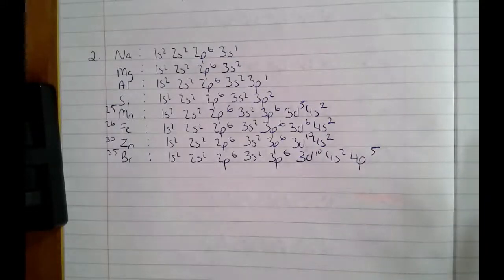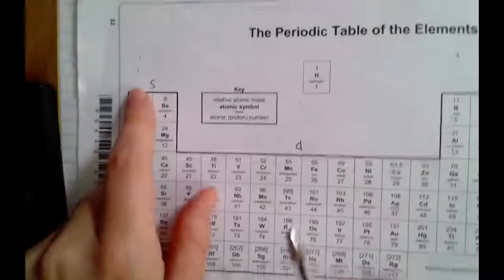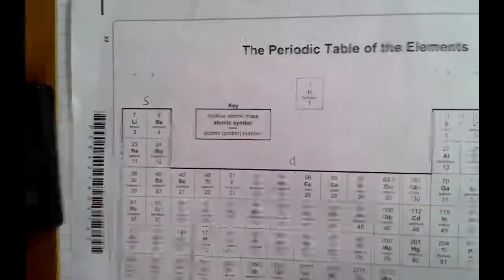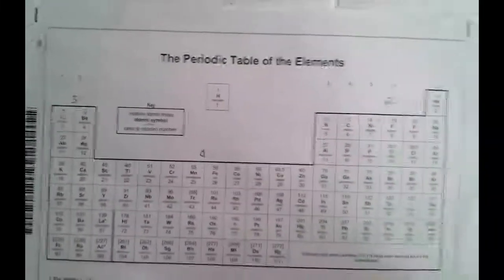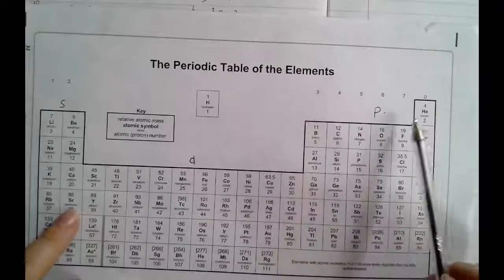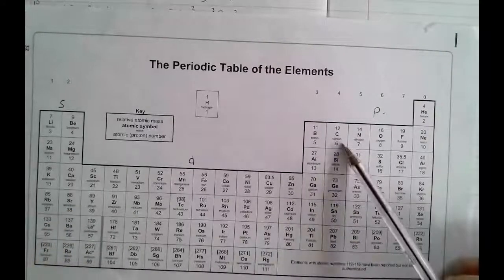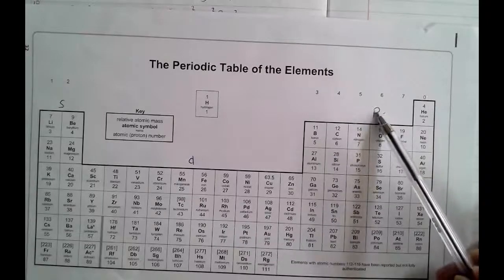There's another simple check that you can do to make sure you're right, and that is looking at your electron configuration and making sure it matches the position of that element on your periodic table. So I'll show you what I mean. Group 1 and 2 are called the S block elements. The transition metals here are the D block elements, and then you have got your P block elements from groups 3 to 0. If you're a P block element, your highest occupied orbital should be a P orbital.